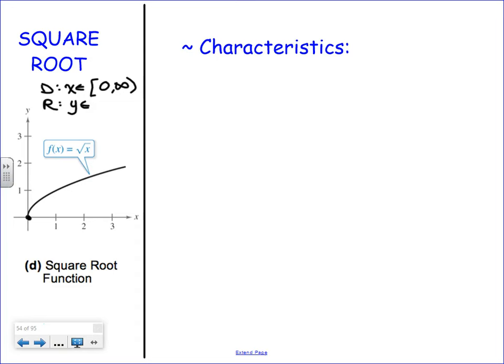Range. How low does it go? Yeah. And how high does it go? Yeah, that's funny. It's the same thing.